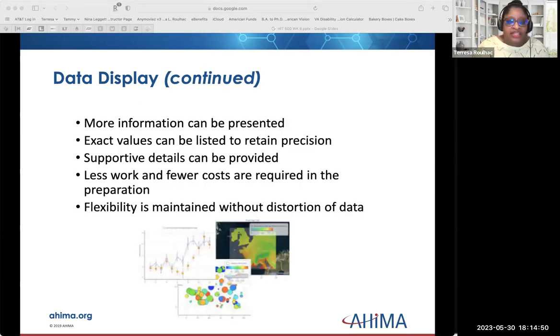We look at how the information can be presented. Less work and fewer costs are required in the preparation. You can kind of see that adding charts and graphs really will hone in and have your audience really kind of figuring out, okay, so this is what we're talking about. This makes sense. Our bed turnover rate has gone up, or our inpatient bed status is at this level where it was at a certain level a month ago or a year ago. Okay.